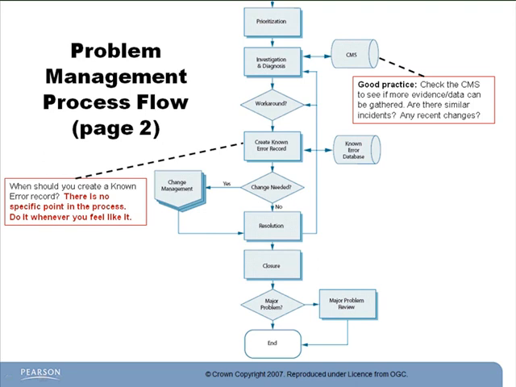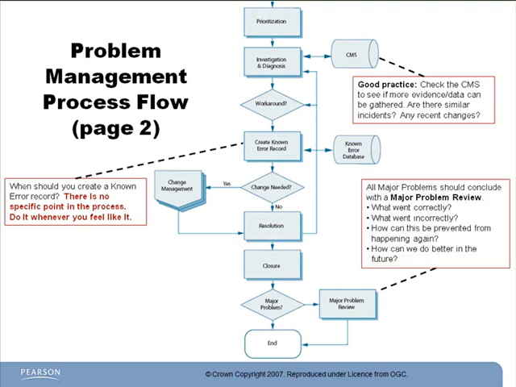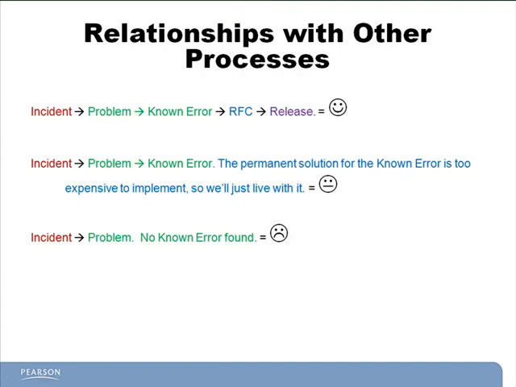If this problem was deemed to be a major problem, then we'll have to do a major problem review. Similar to incidents, only your organization can determine what counts as a major problem and exactly how they should be handled. Either way, all major problems should be followed up with a major problem review. You'll answer questions like, what went correctly? What went incorrectly? How can this be prevented from happening again? And how can we do better in the future? For the exam, you'll need to make a note of the little call-out boxes I included on these 2 process slides. Problem management has interfaces with many processes, but its closest friends are incident, change, and release management.